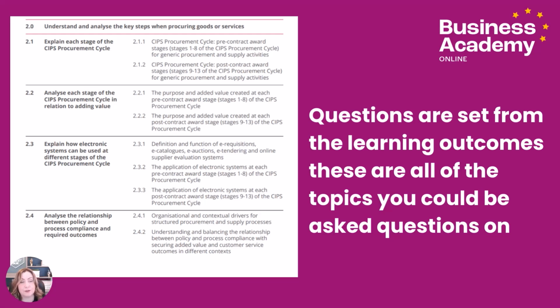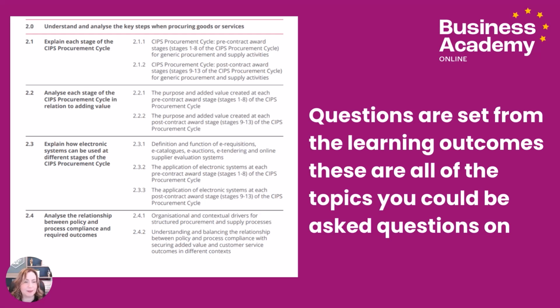So here you're taking those 13 stages again, but talking about how we can add value all the way through it. 2.3 is about how you can use electronic systems through that CIPS procurement cycle. So what systems these are and how you can use them at the different stages. And then finally, we've got 2.4, which is one that has been asked and students tend to struggle with, which is analysing the relationship between policy and process compliance and required outcomes.